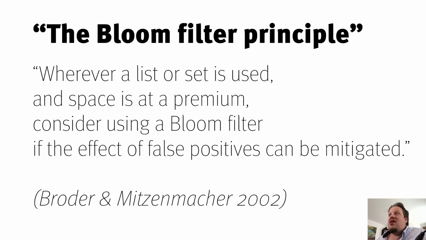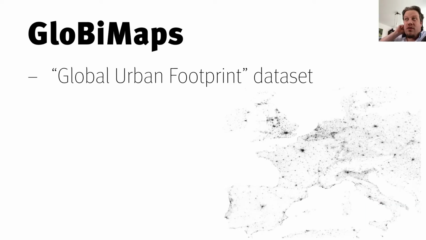Wherever there is a list or set, and space is at a premium, consider using a bloom filter if the effects of false positives can be mitigated. So if you can organize that false positives aren't really a problem. Okay, so let's do GloBiMaps. I think it stands for global scale bitmaps, I guess.